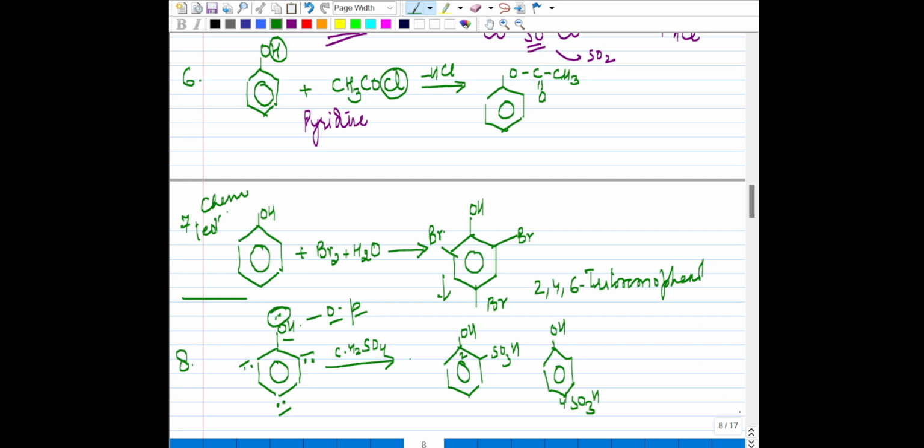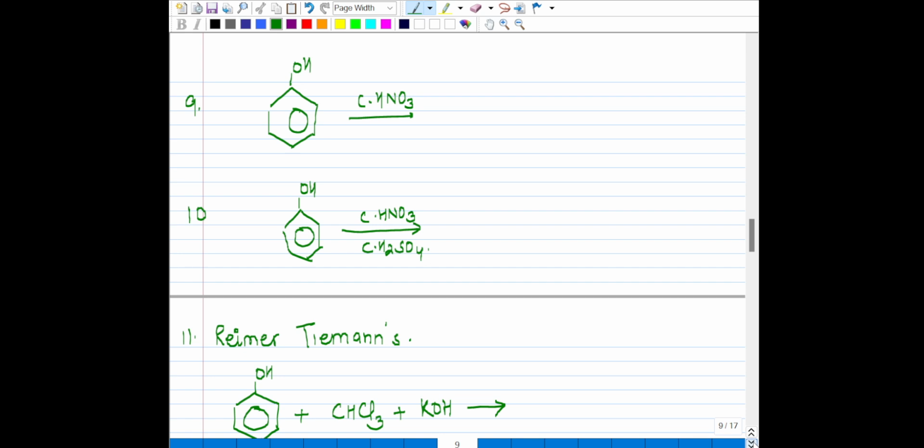Okay, next, if we take concentrated nitric acid, again phenol is ortho-para directing. So what will happen? You will get again two products. Phenol is there, you will get a nitro group on the ortho position, or you will get a nitro group on the para position. Okay, now if we add concentrated sulfuric acid to this, then in that case what will happen?